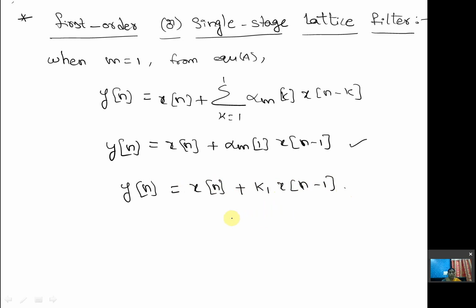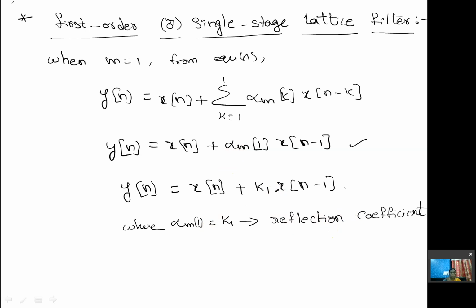K1 is the parameter which is called the reflection coefficient. Here, what is this? Alpha m of 1. Okay, right? So here just take k1 in the place of alpha m of 1, that is called the reflection coefficient. Okay, so now coming to the structure realization.